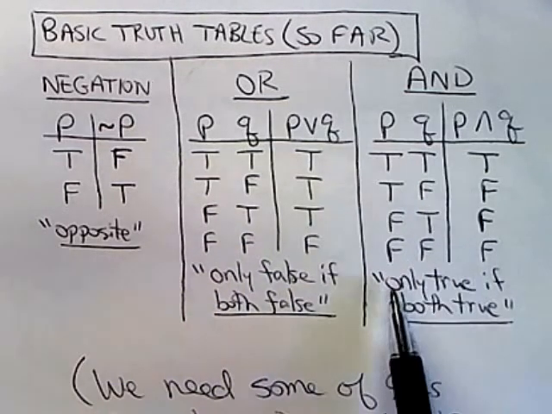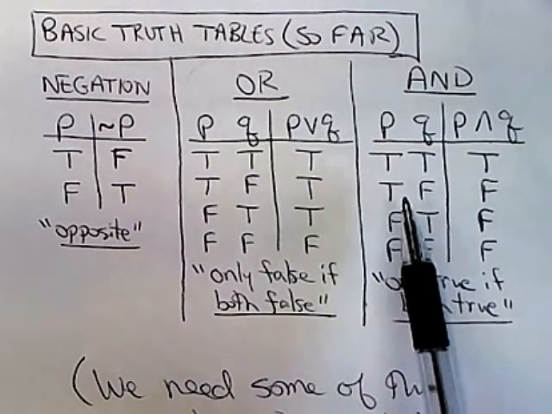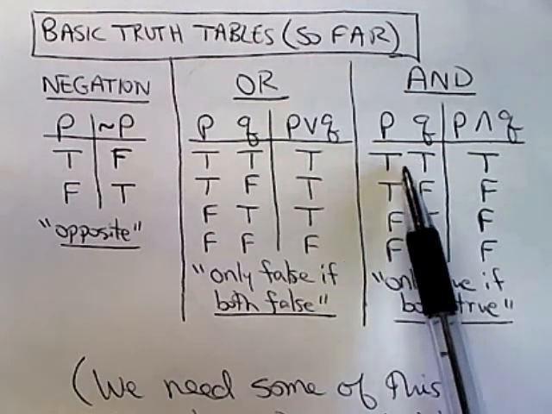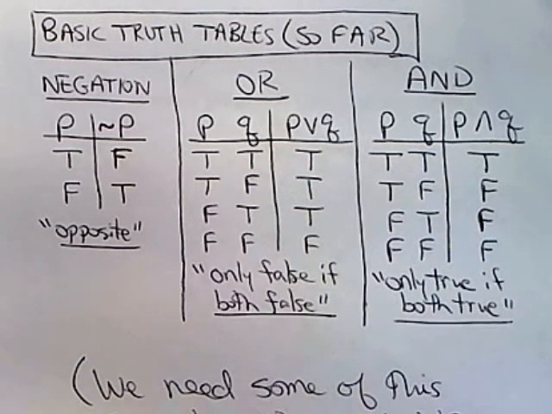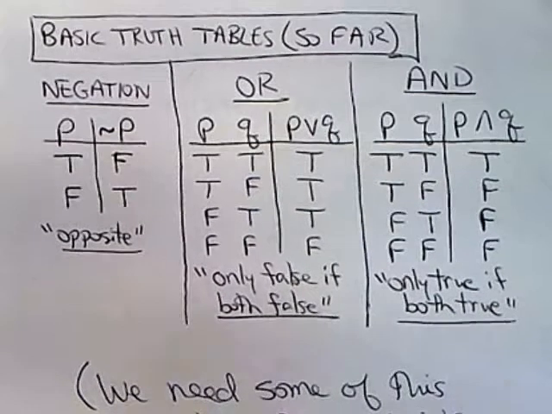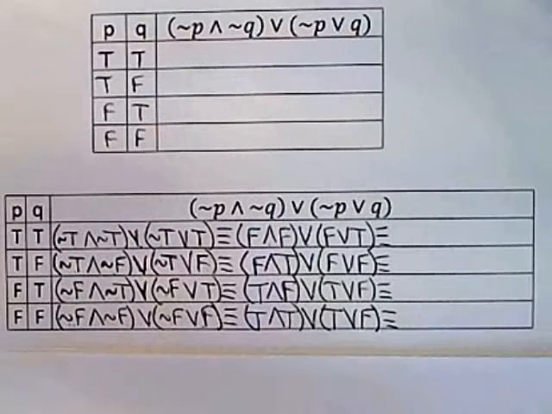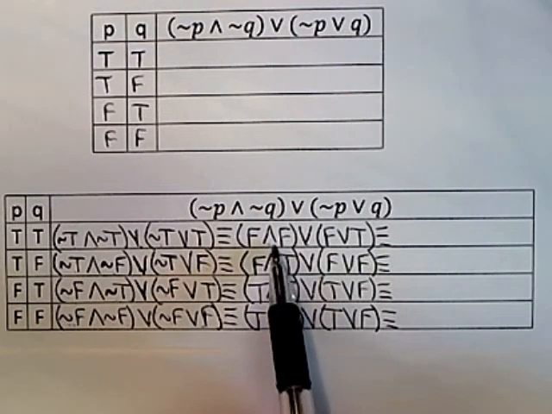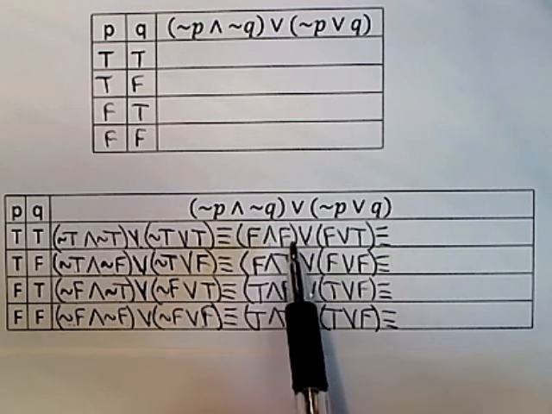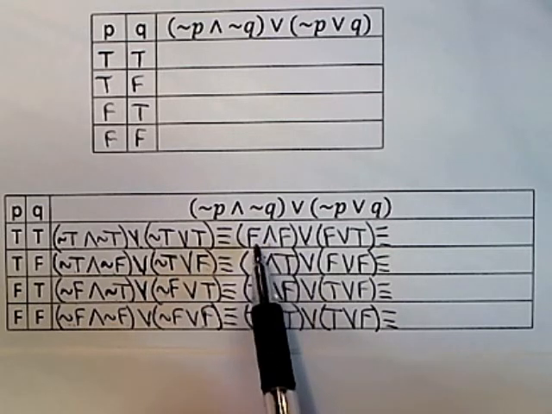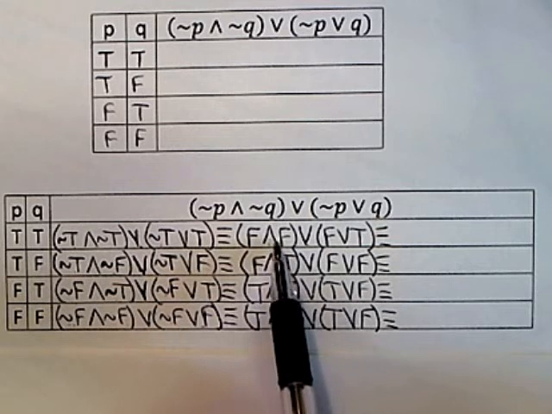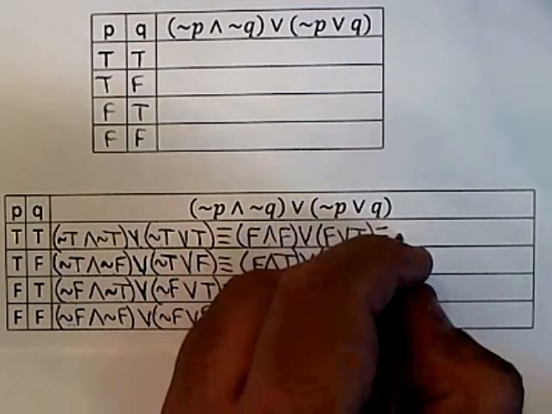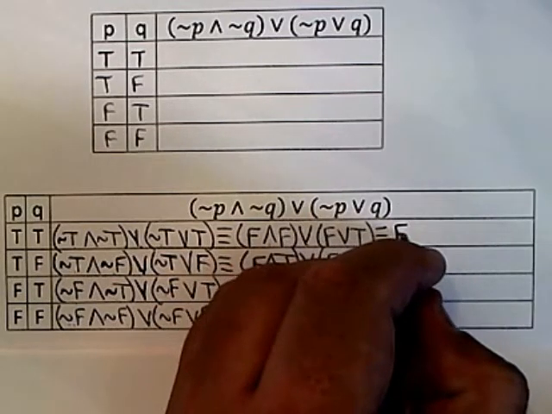And with an and, it's only true if they're both true. In other words, if P and Q are both true, you get true. Otherwise, no matter what the other combinations are, the and is false. So we've got to use those results here. For an and, it's only true if they're both true. So if I'm looking at this and, neither one of these is true, so that must be false. So that and right there would generate a false.